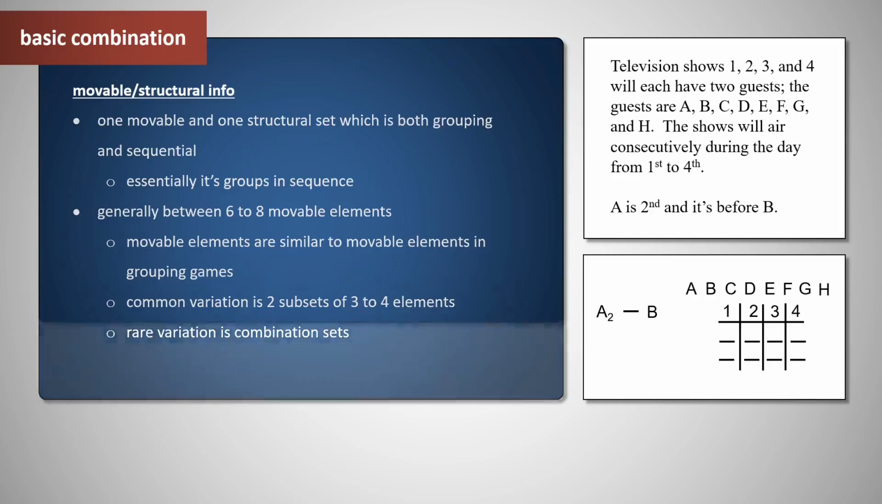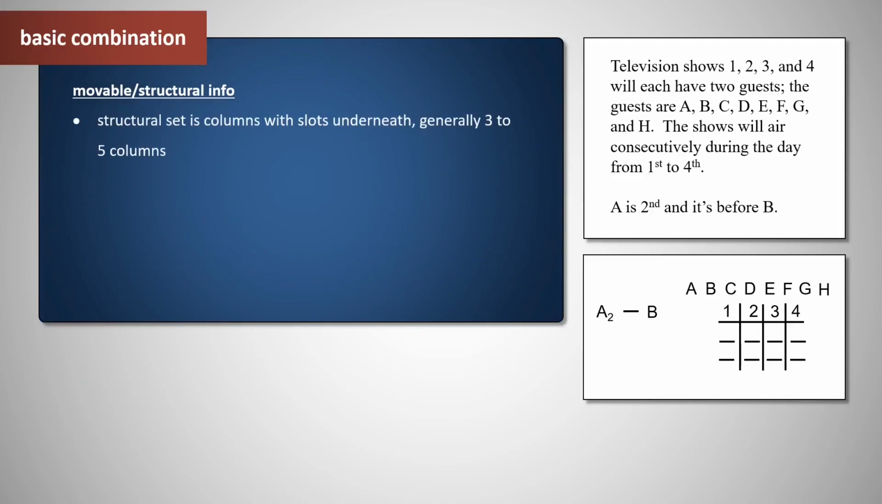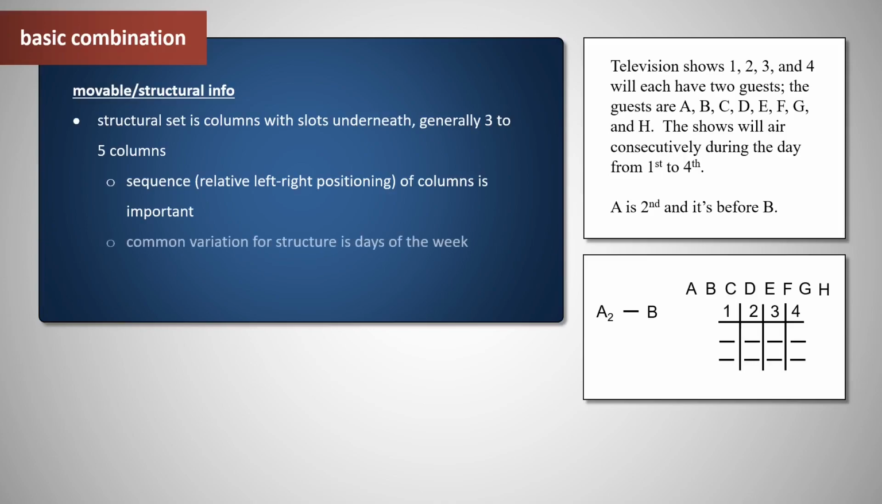Okay. Additionally, the structural set is generally going to be columns with the slots underneath. So generally 3 to 5 columns. Here we have 4 columns and there's 2 slots underneath. And the sequence, the relative left-right positioning of the columns is important because that's the sequential aspect of this combination. You've got the columns as groups, but they're in sequence. So who is in which column and where they belong, left to right, is important. A very common variation for this structure is days of the week. So you'll find that a lot, and sometimes it might not even be every day, it might just be Monday, Wednesday, Friday. Okay, so with respect to the information, that's the basic information.